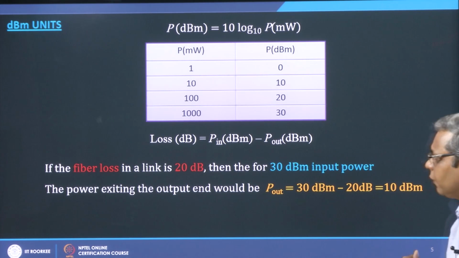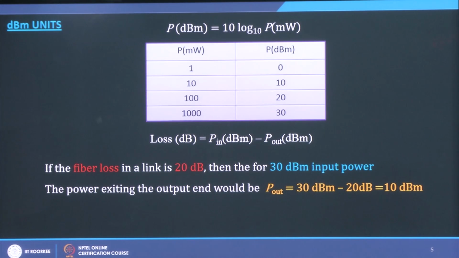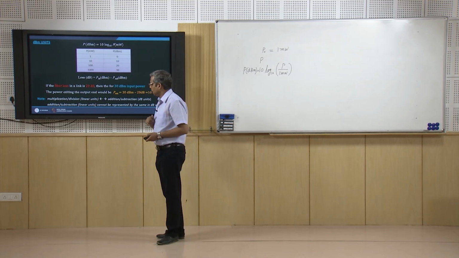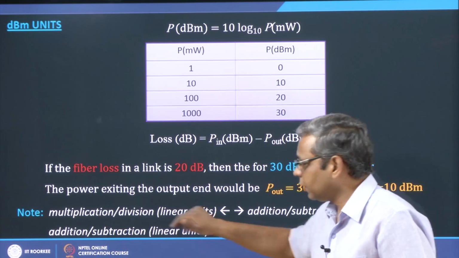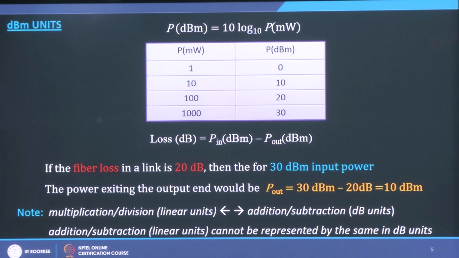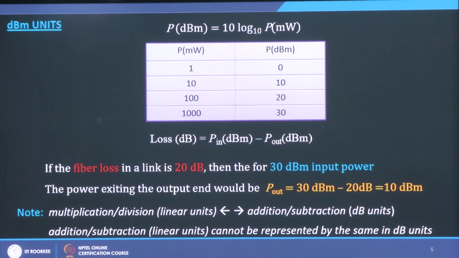units. So, if I have a fiber in a link and the loss is 20 dB and I have the input power into the fiber 30 dBm, then the power at the output end would be simply 30 dBm, the input power, minus the loss 20 dB. So, it would be simply 10 dBm. But I should be very careful that if there is multiplication or division in linear units, then it would correspond to addition or subtraction in dB units. However, if I have addition or subtraction in linear units, I cannot represent it in dB units. So, I should be careful while using this.